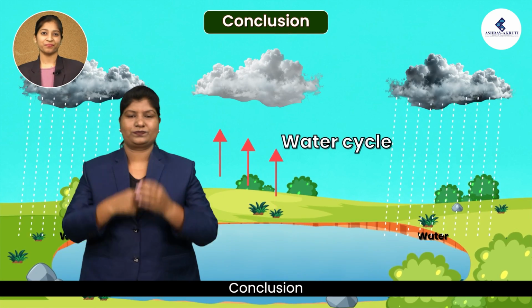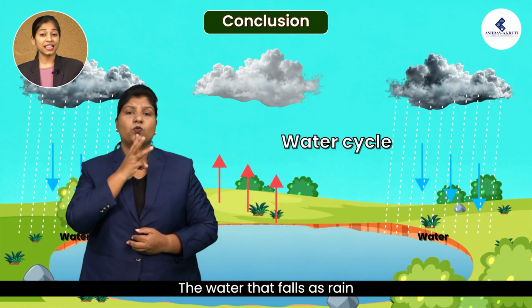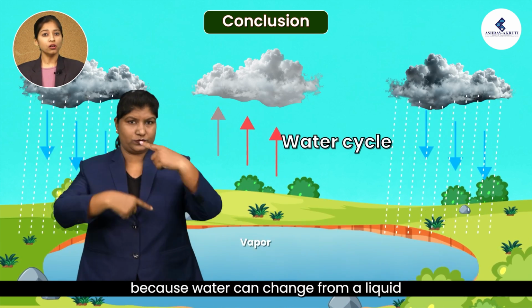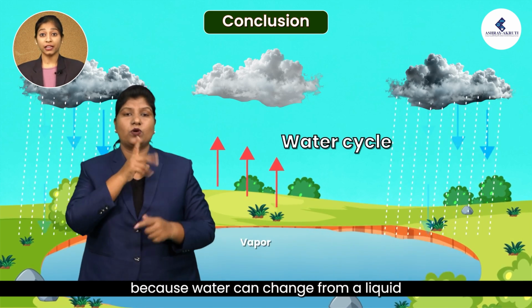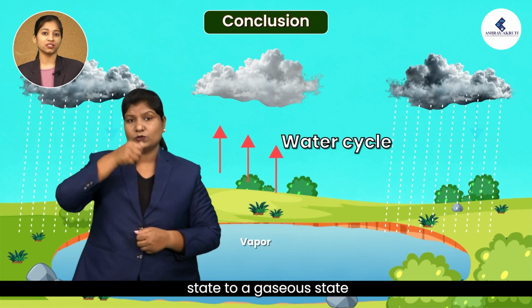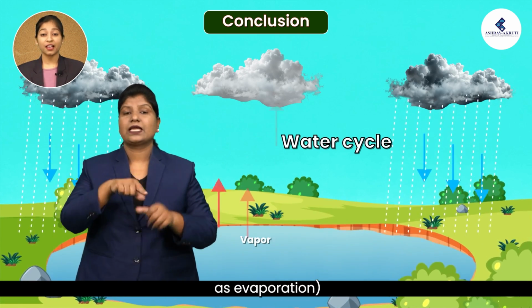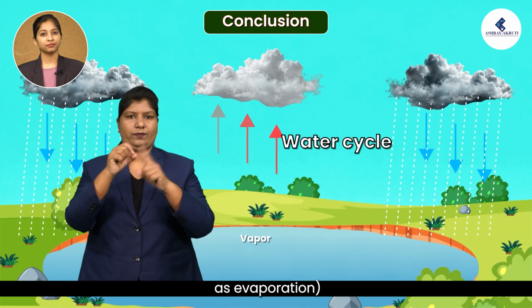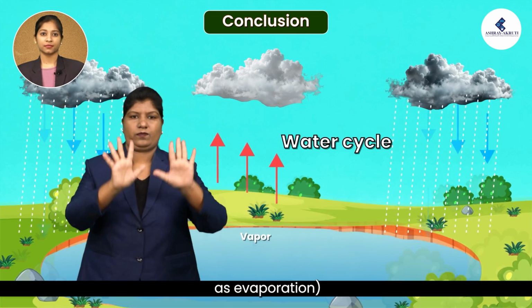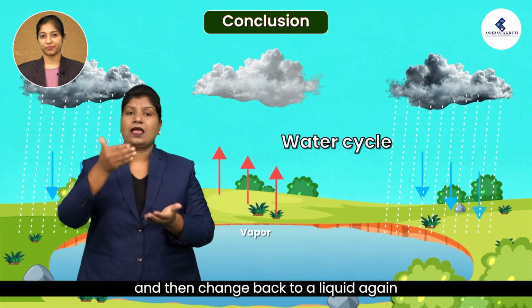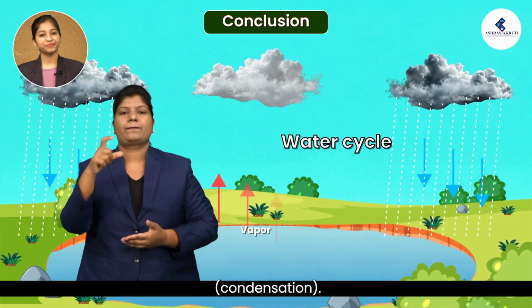Conclusion. The water that falls as rain is constantly recycled because water can change from a liquid state to a gaseous state, a process known as evaporation, and then change back to a liquid again, condensation.